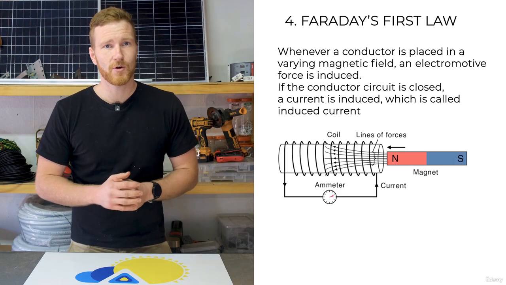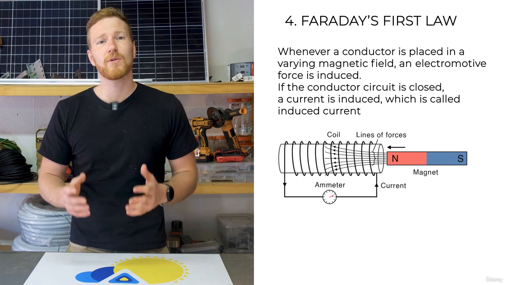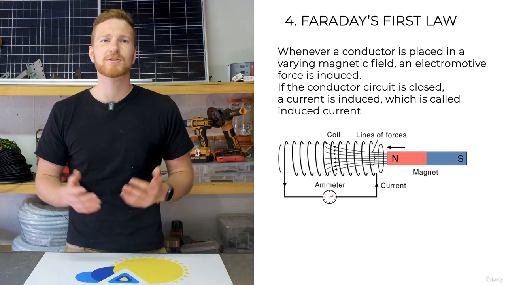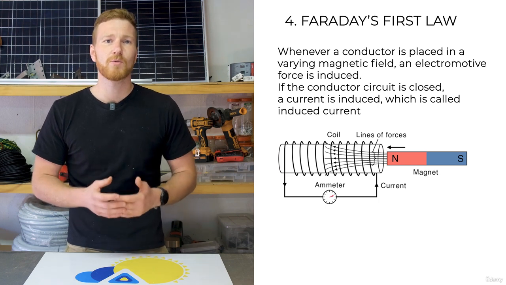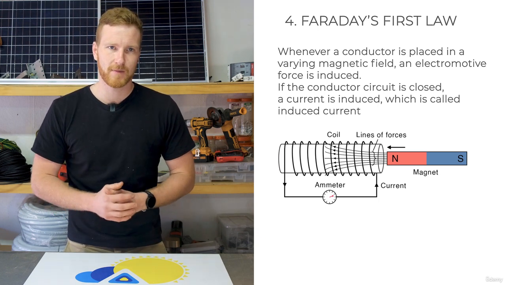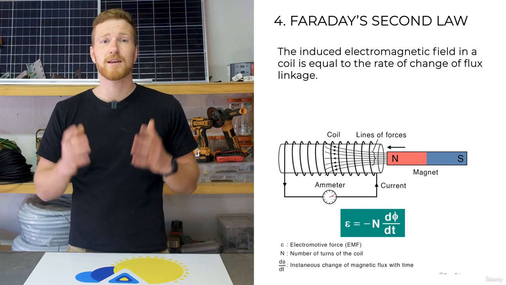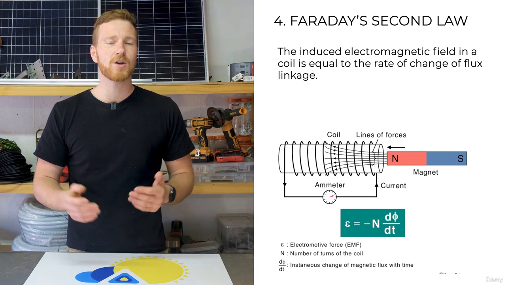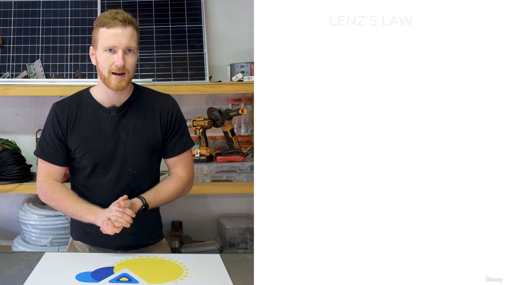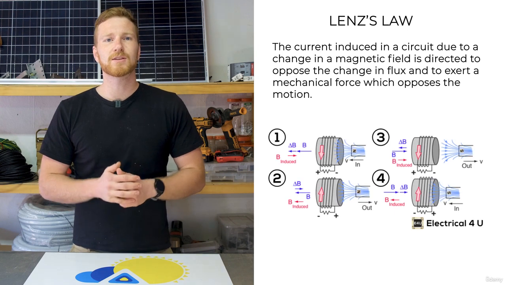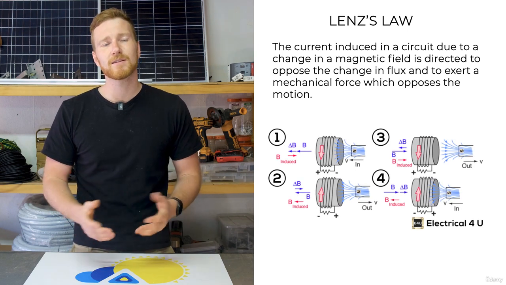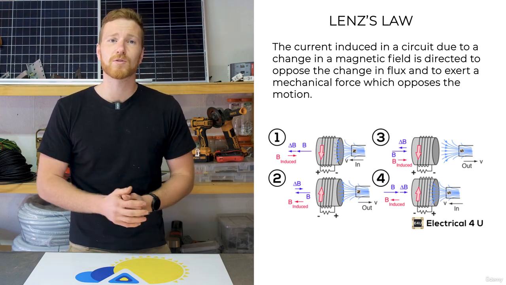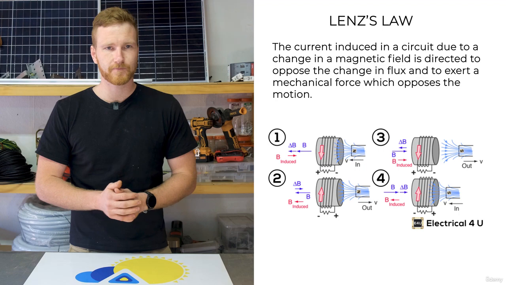Faraday's first law. Whenever a conductor is placed in a varying magnetic field, an electromotive force is induced. If the conductor circuit is closed, a current is induced, which is called induced current. Faraday's second law is that the induced electromotive force in a coil is equal to the rate of change of the flux linkage. Lenz's law. The current induced in a circuit due to a change in magnetic field is directed to oppose the change in flux and to exert a mechanical force which opposes the motion.